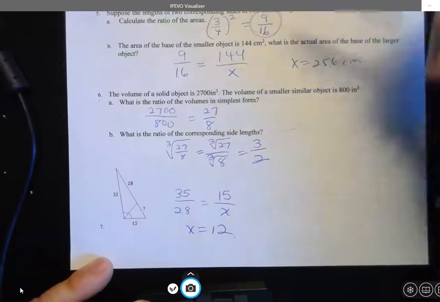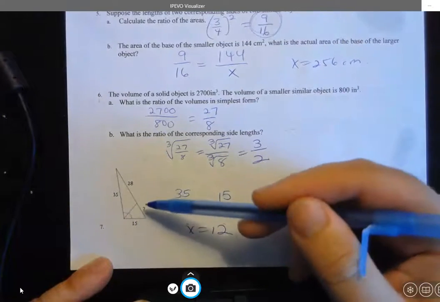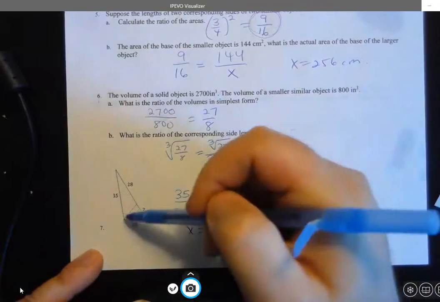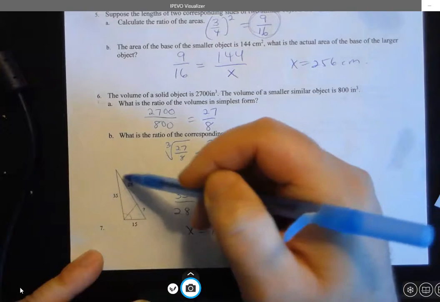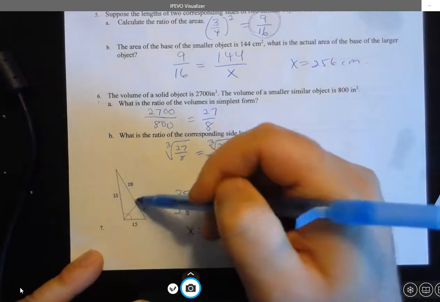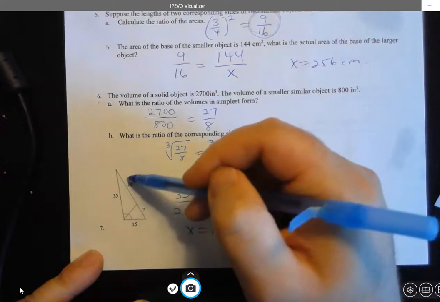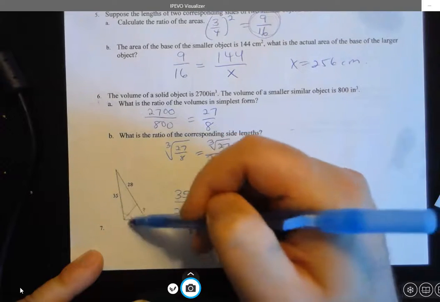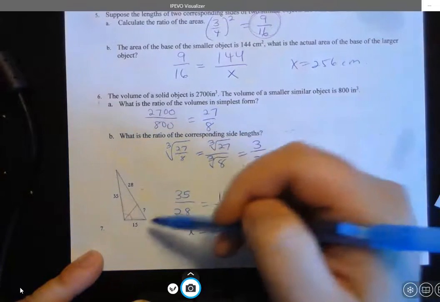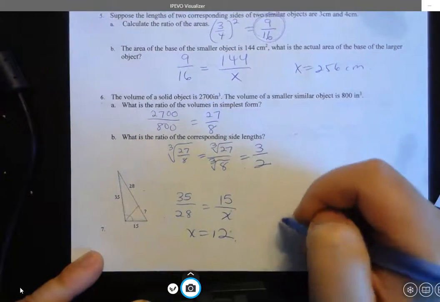Oh, and that's it. Then number 7, you have an angle bisector. So it splits the opposite side into proportional parts. They're proportional to the sides. So 35 is to 28 as 15 is to x. You get x equals 12.